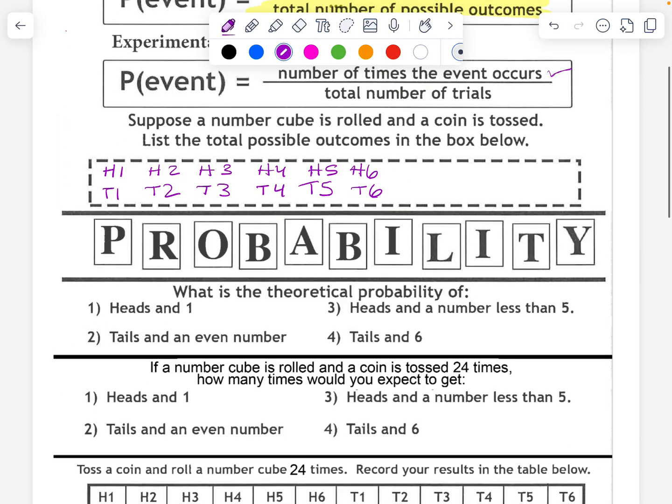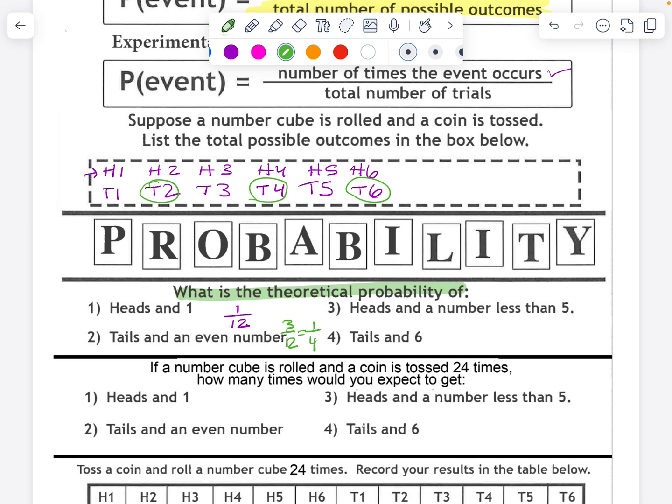This is what we learned last time. And we want to know, what is the theoretical probability of each of these things happening? So getting a heads and a 1, there's only one that could happen out of the 12. What about a tails and an even number? Well, let's circle those. We could get a tails 2, a tails 4, a tails 6. So there are 3 of those out of 12, or 1/4. You can simplify.